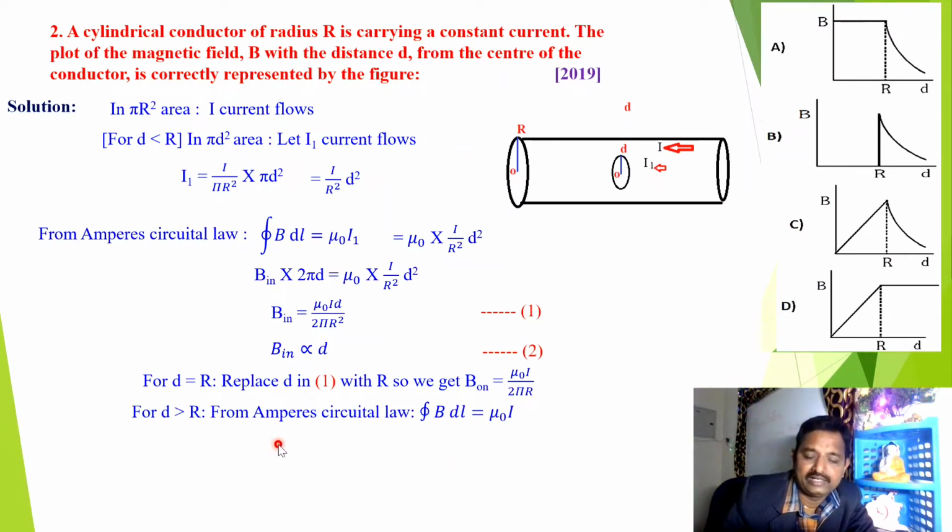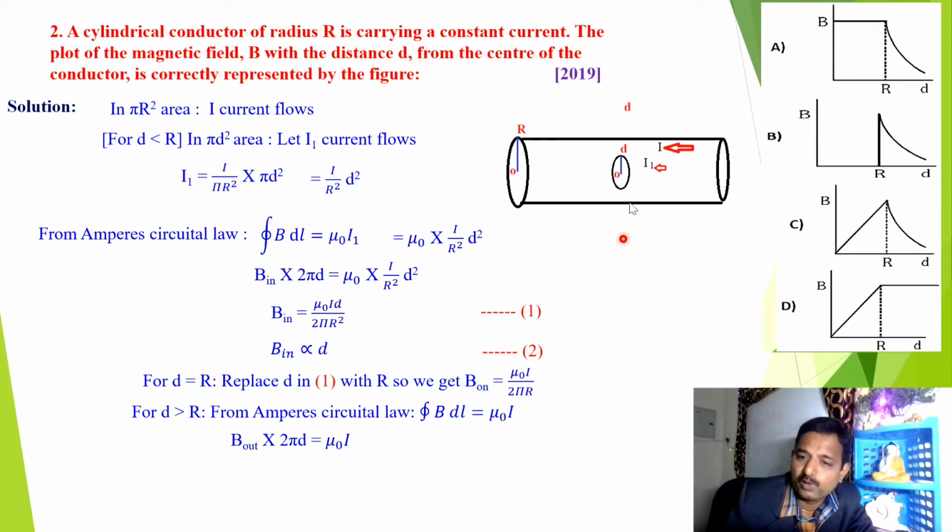For D greater than R, point D is outside the cylinder. If I apply Ampere's circuital law, I will get the line integral of B dot dl is equal to mu naught I. Here B means B out, and the integral of dl means the circumference. The circumference is 2 pi d, that is equal to mu naught I.